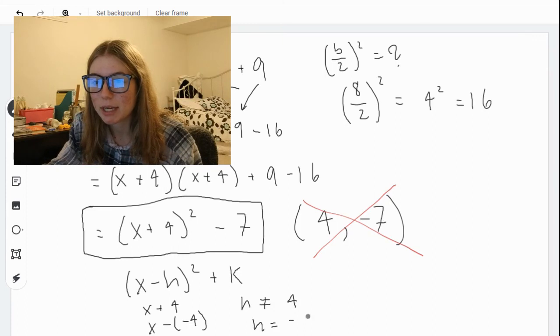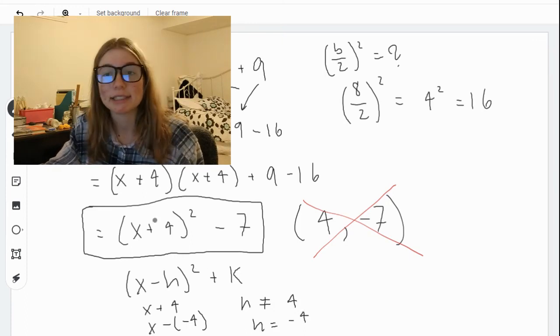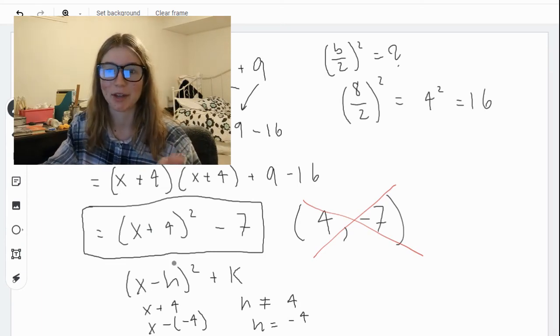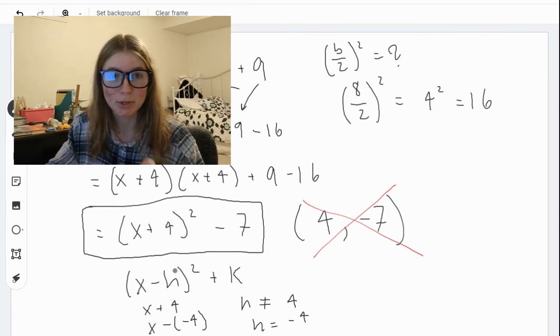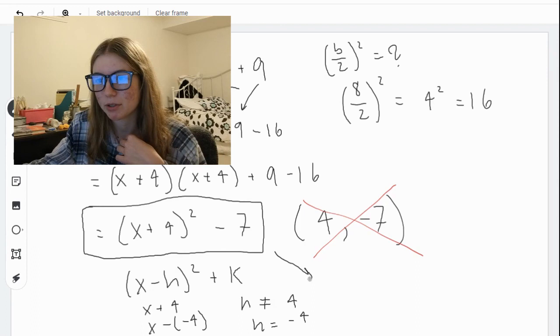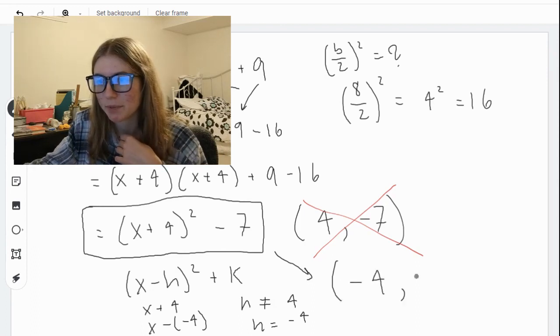H equals negative 4. And that's going to be true every time you have x plus something, it's going to be negative something. Every time you have x minus something, it's going to be positive something. So in the case of this equation, your vertex is going to be negative 4, negative 7.